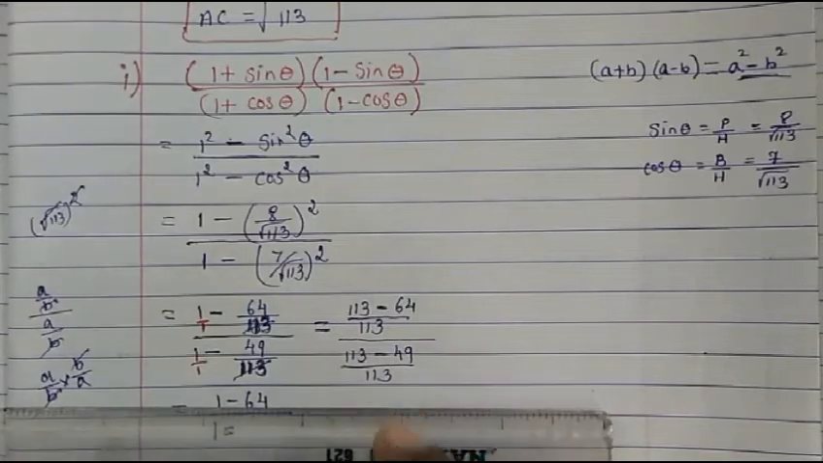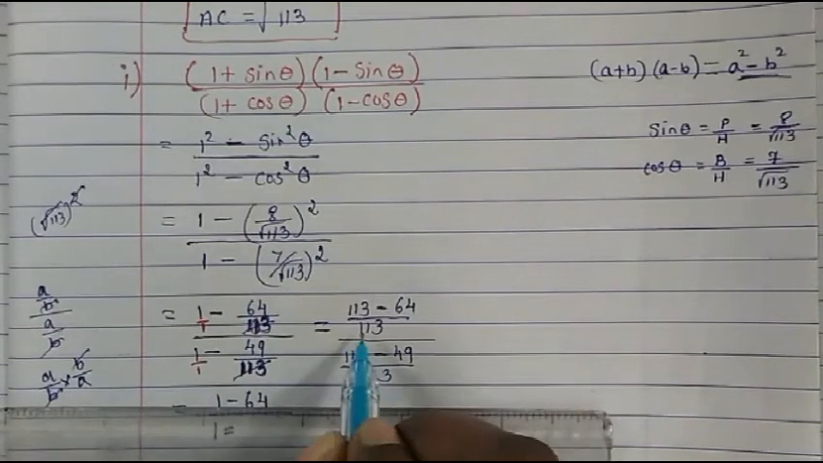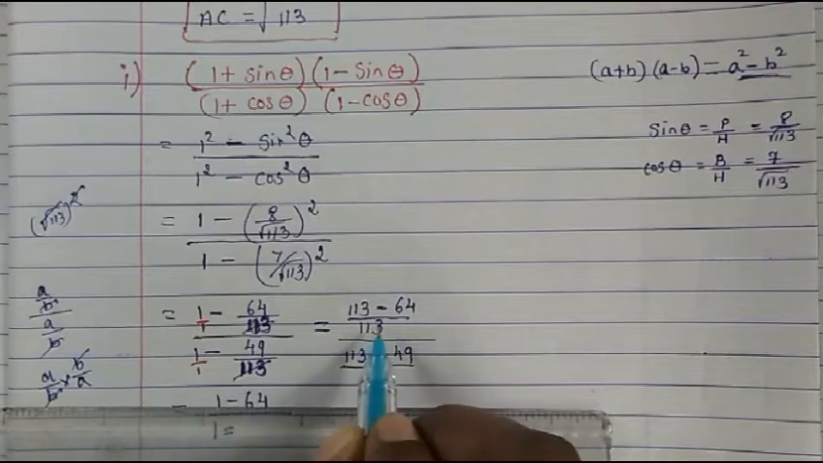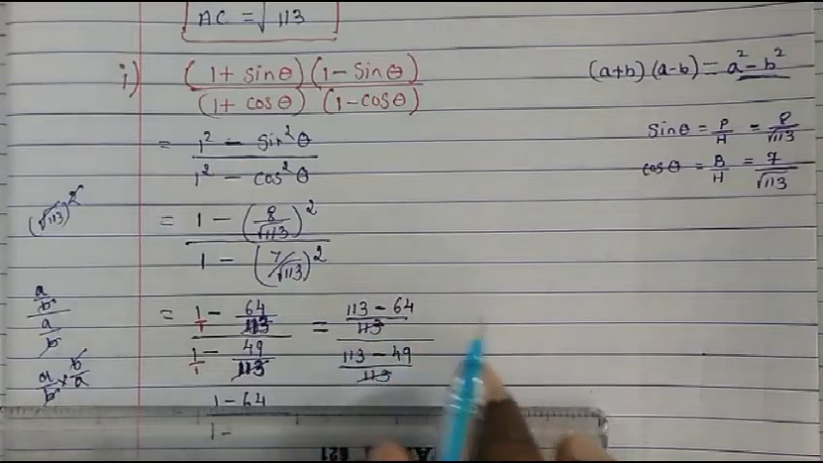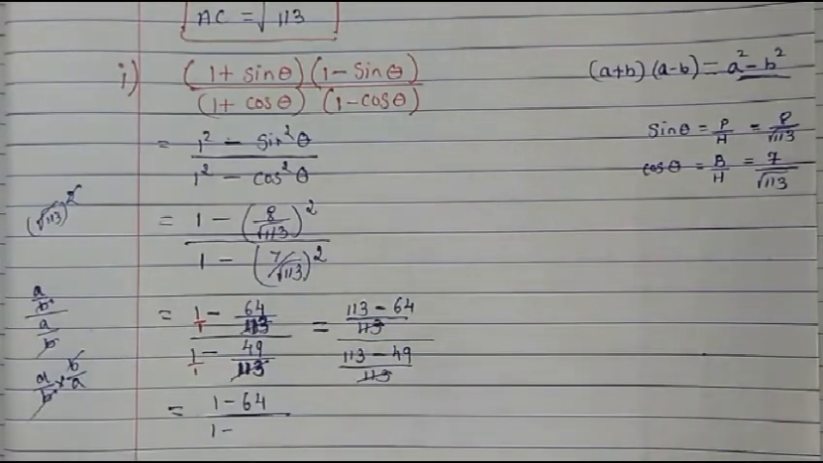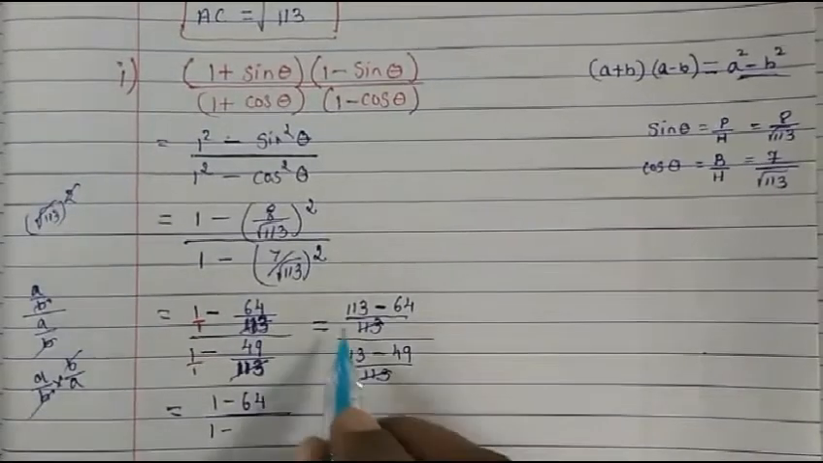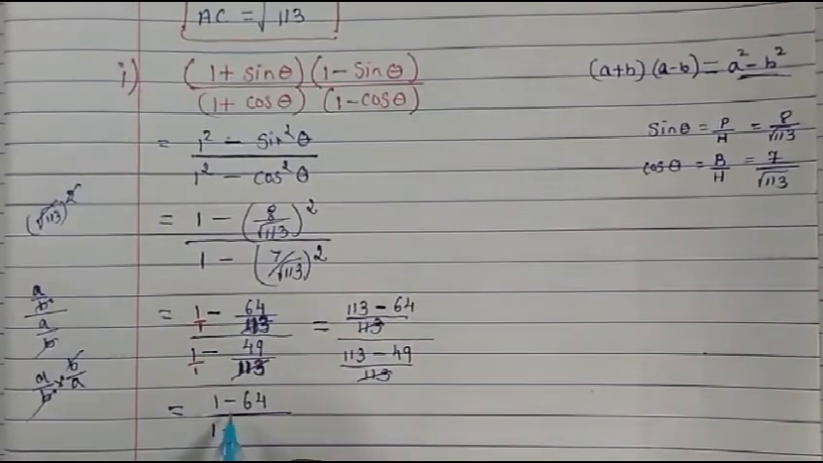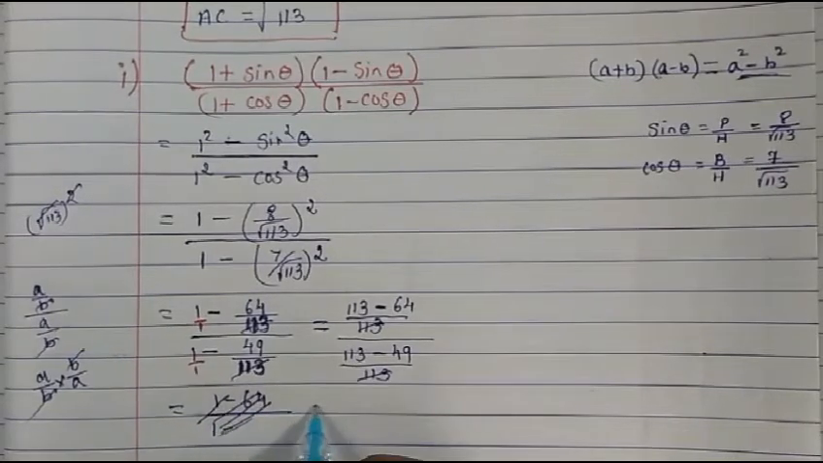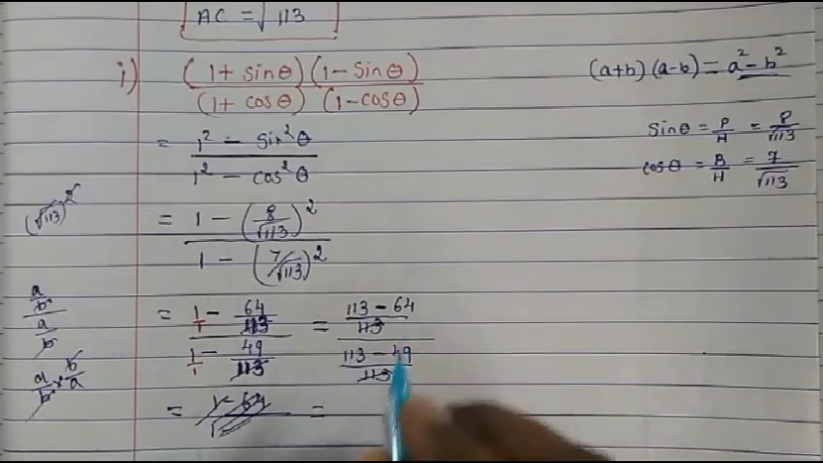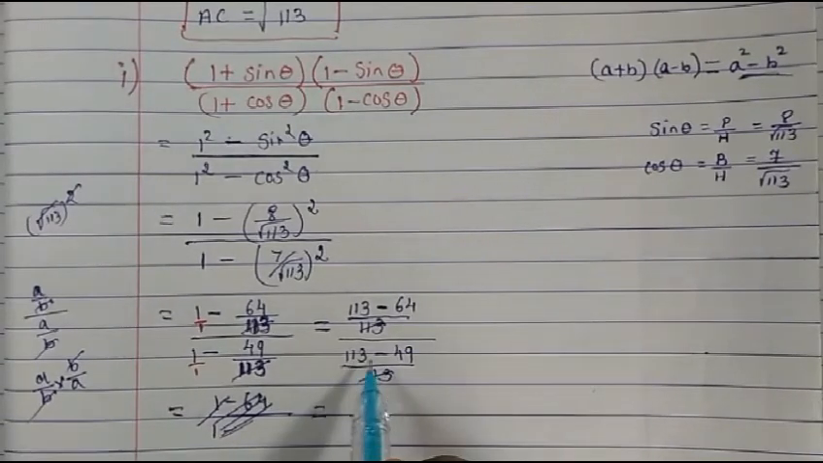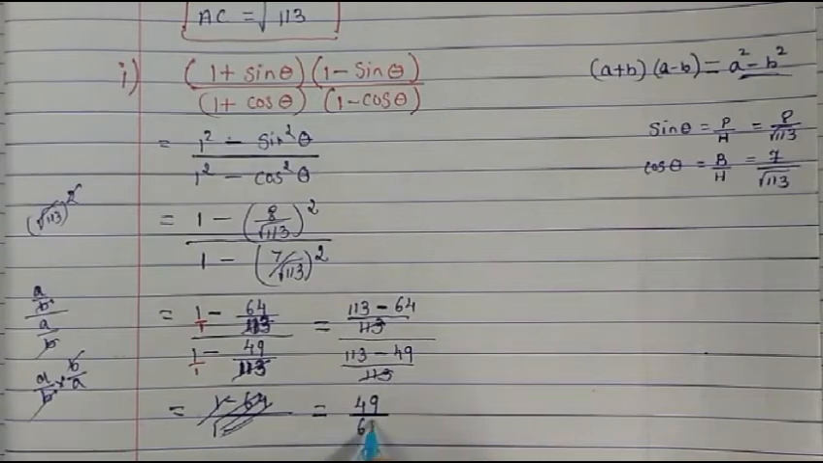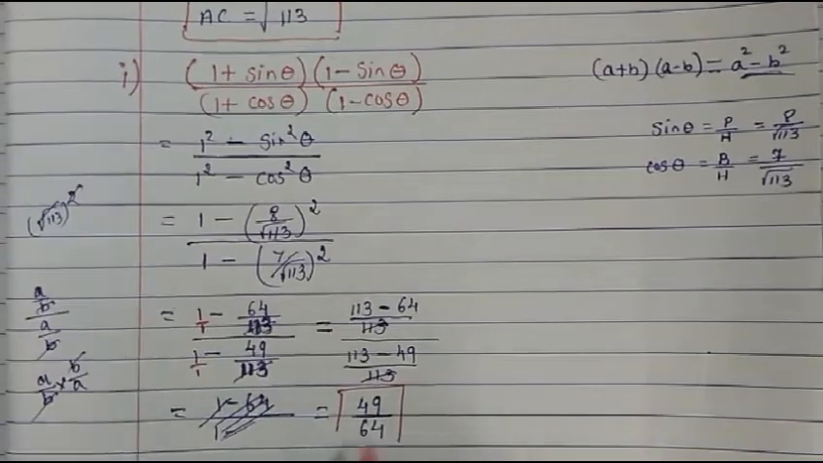Now we have the same denominator here and here, so now we can cancel this. Now 113 minus 64 will give us what? 113 minus 64 gives us 49, and 113 minus 49 gives us 64. So this is our answer.